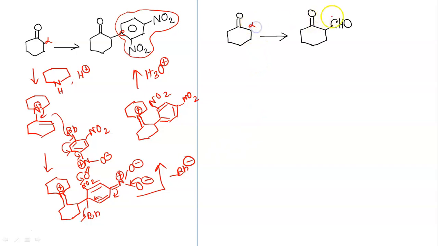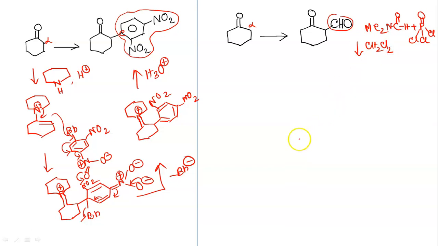Next example, that is also cyclohexanone. Now at alpha position we have a formyl group. Now for formyl, the reagent that we will use is Me2NCHO plus POCl3, and this reaction will be done in presence of dichloromethane solvent.